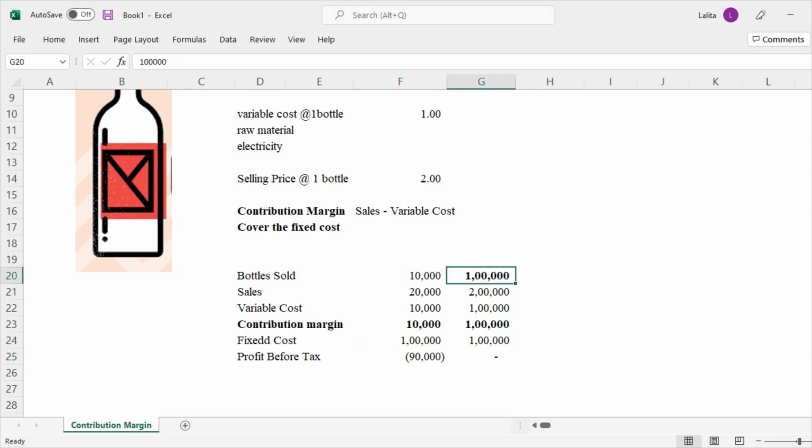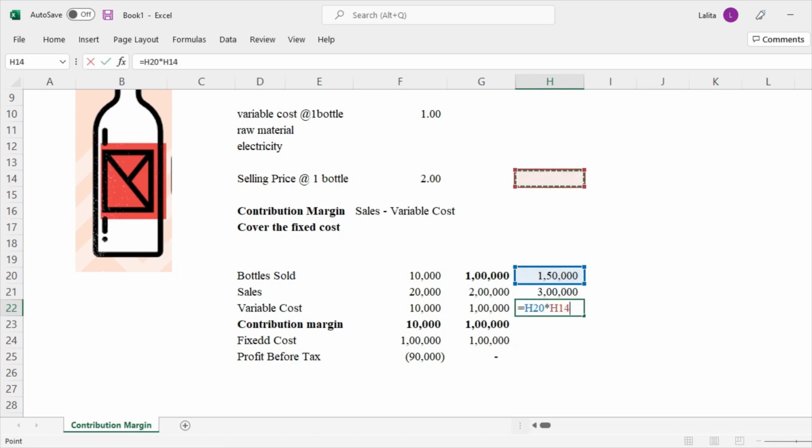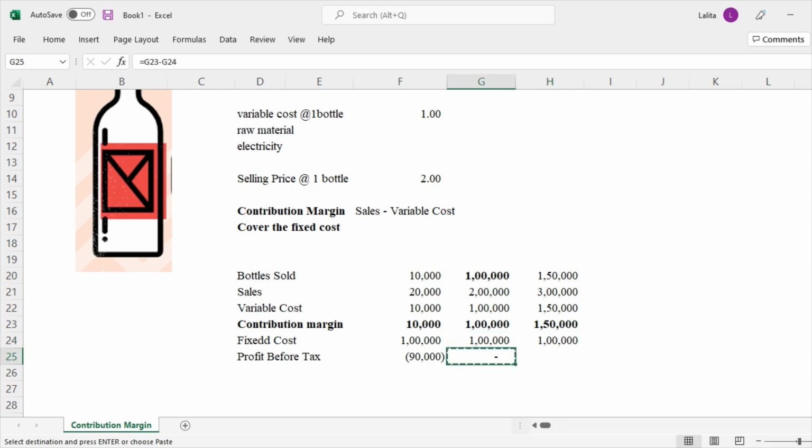But what if you sell 150,000 bottles? In that case, you will definitely become profitable. Let's calculate the profitability. Here you have the sales numbers. This will be your cost. And we get the contribution margin as 150,000. And your fixed cost is 100,000. So your profit before tax will be $50,000. As I said, contribution margin helps us understand how much money is left to cover the fixed cost and what your break-even points are. As we can see, we can do the sensitivity analysis and understand more about the cost structure of the company. And that's how contribution margins can be used.